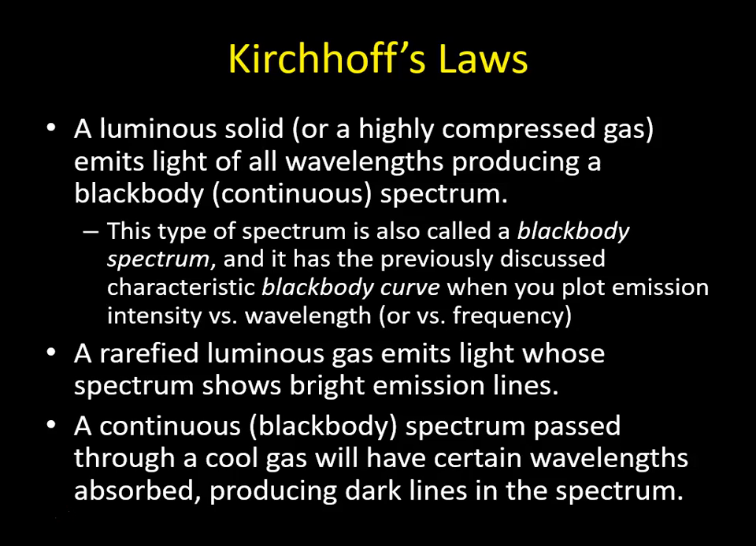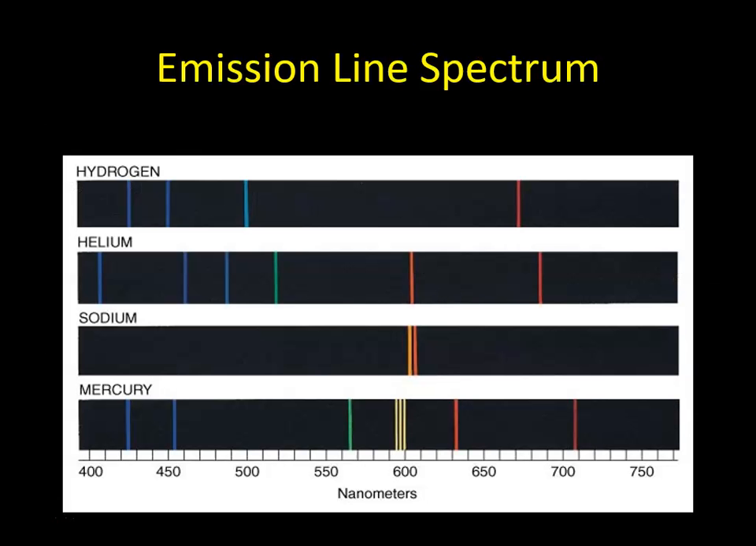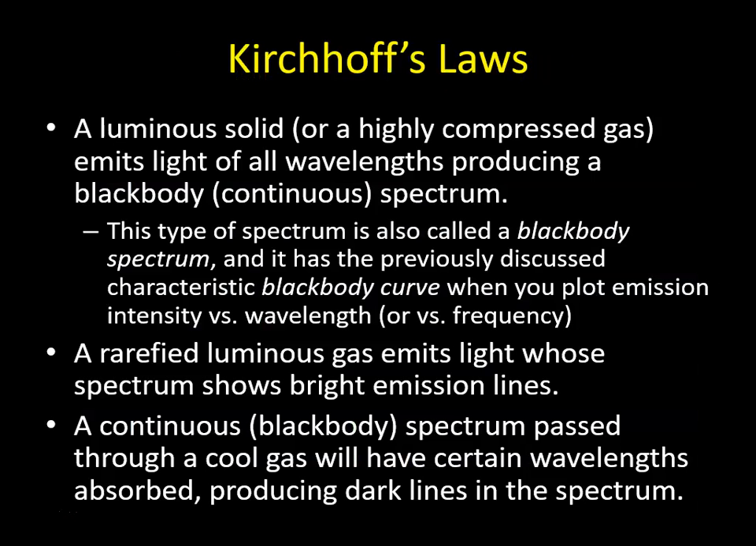Now, a rarefied, that is, a diffuse gas, one that is not very dense, but is reasonably energetic, in other words, has a reasonably high temperature, will emit a light whose spectrum shows bright spectral lines. In other words, similar to what you have in this picture. And if you have a black body, where the light from that black body is passed through a cool gas on its way to the observer, then the observer will observe a black body spectrum, but it will have dark spectral lines, like what you saw in the spectrum of our sun.